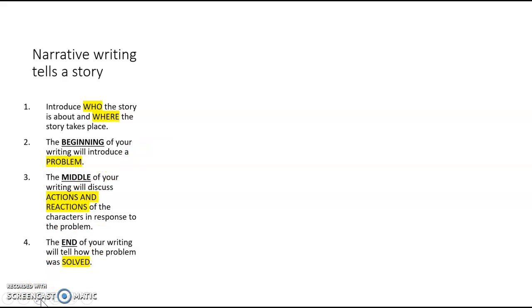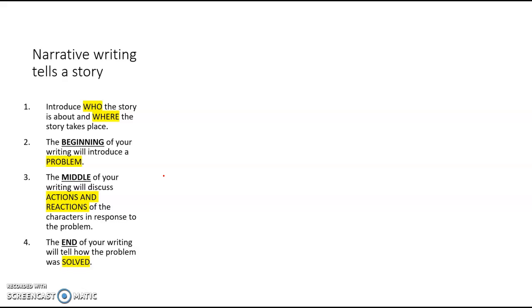Last week we talked about narrative writing. Narrative writing tells a story, so it might tell a story about you, or it might tell a story about made-up characters. You're going to be doing some narrative writing this week. When you're writing a narrative, you want to think about basic story structure, which we've talked about many times.